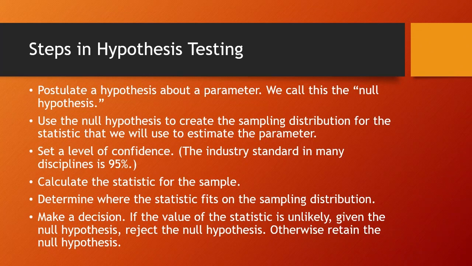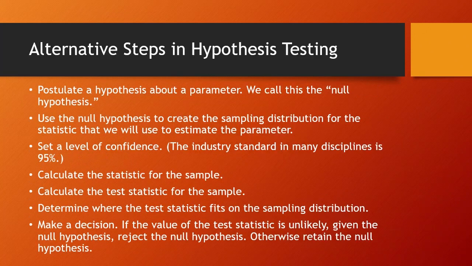There is an alternative method of hypothesis testing. Let's look at that method. It looks very much like the standard method that you already know. We postulate a hypothesis. We use the null hypothesis to create a sampling distribution for the statistic. We set a level of confidence. We calculate the statistic for the sample. We calculate the test statistic for the sample. We determine where the test statistic fits on the sampling distribution. And we make a decision.